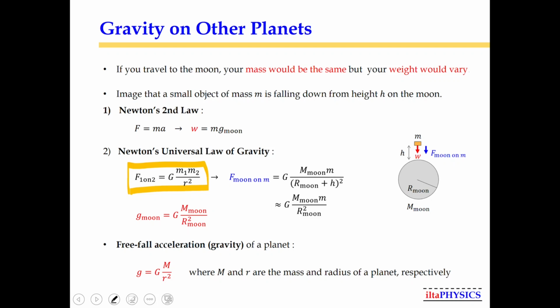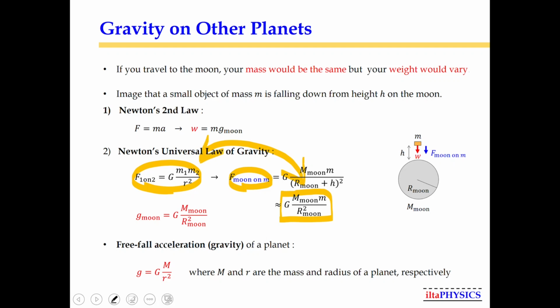If we apply this idea to the figure on the right, the gravitational force that the moon exerts on the object, written as F moon on m, can be calculated using this equation. Here, the distance between the two objects is the radius of the moon plus the height h above the surface. However, because the moon's radius is much, much larger than that small height, we can simplify the expression by approximating the distance as just the radius of the moon.